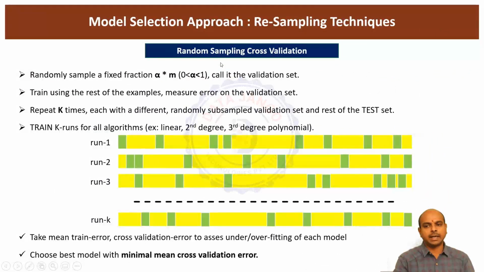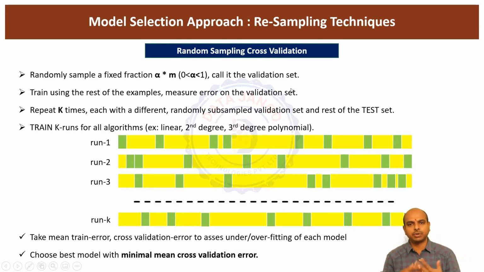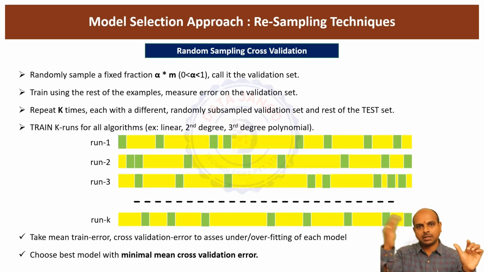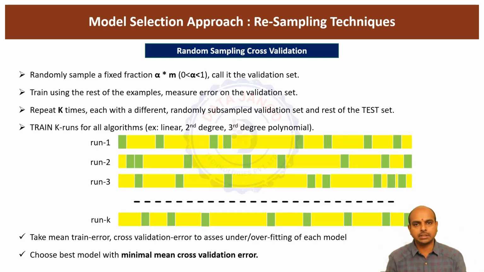And then random sampling cross validation. This is a version of k-fold cross validation only. There we are splitting the data into k pieces and taking first piece and trying to use it as cross validation and things. But here you will actually choose a fraction. A fraction of the total data, alpha into m. Alpha is between 0 and 1 percentage, and that percentage of data is going to be randomly chosen.